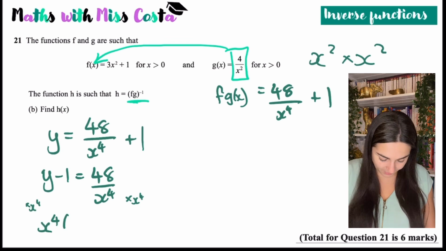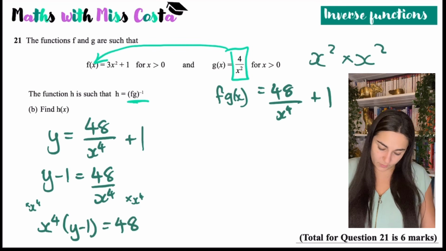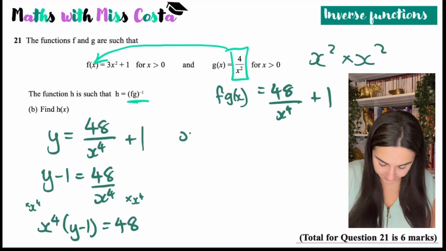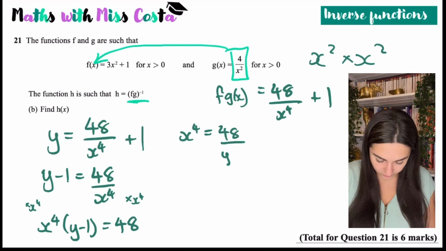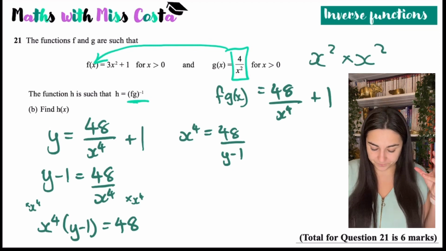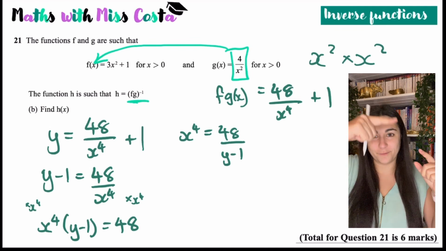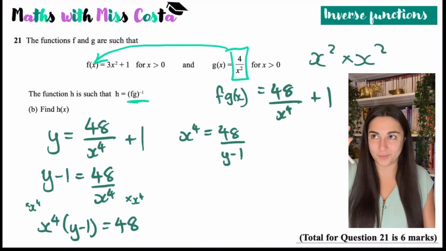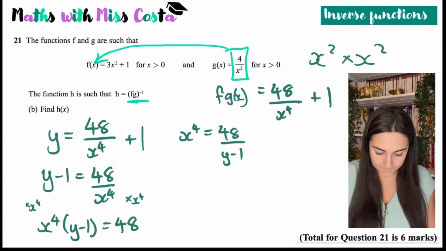So x to the power of 4 times by y take 1 equals 48. We're trying to make x the subject, so we'd eliminate the y. So x to the power of 4 is 48 over y minus 1. And then obviously x to the power of 4, the inverse of that would be the fourth root, the root with the 4. So we would do that.